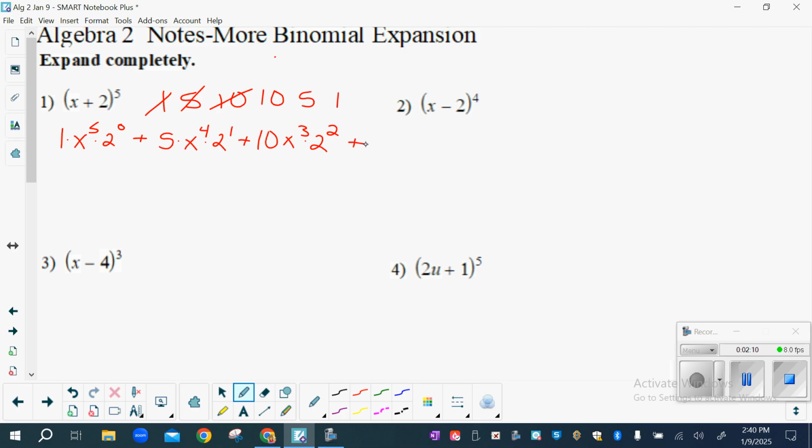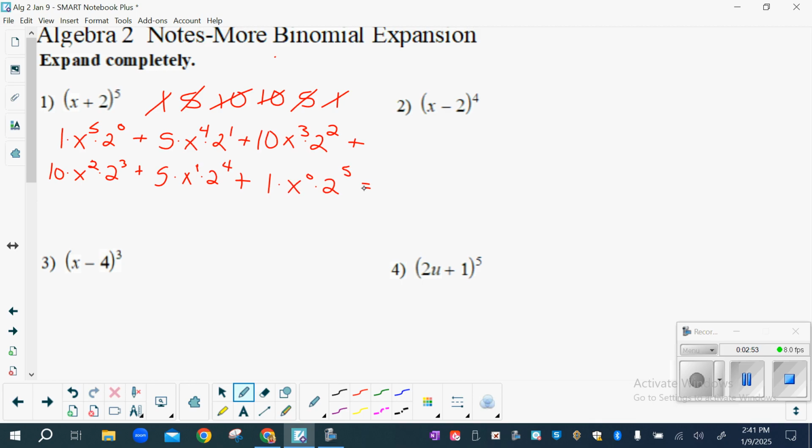So I'm going to continue on to the next term here. 10 x to the, what's the exponent on the x? 2. Oh, yeah, I'm sorry. That's all right. No, that one's to the third. And then 5 x to the 1 and 2 to the 4. And my last term, 1 x to the 0, 2 to the 5th.